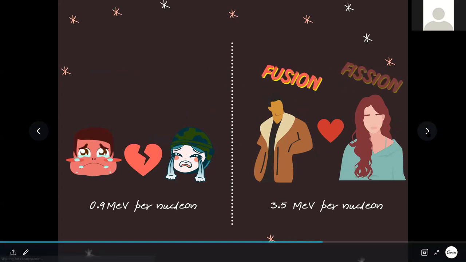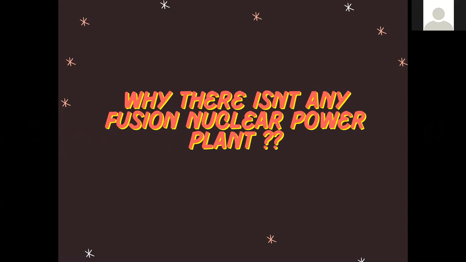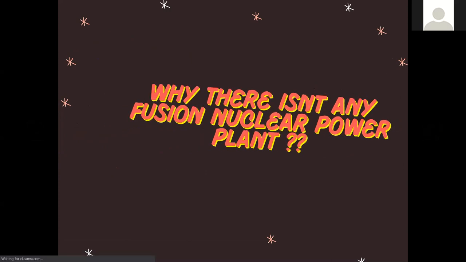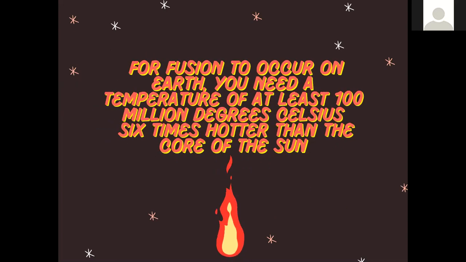And this raised a big question in my mind. Why is there no fusion nuclear power plant when fusion can release about 4 times more energy than a fission reaction? As a fun fact, this is simply because a fusion reaction cannot easily occur on planet Earth, because it requires a temperature of at least 100 million degrees Celsius, which is 6 times hotter than the core of the sun. Scientifically and logically, it is not possible on planet Earth to achieve this temperature.